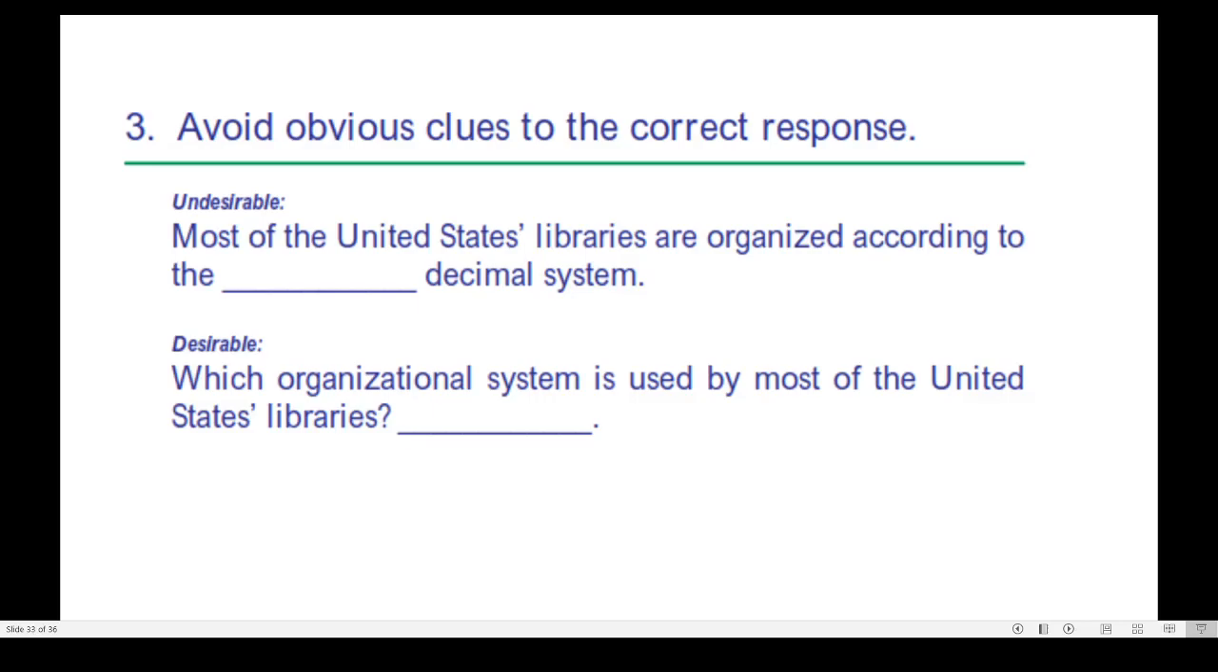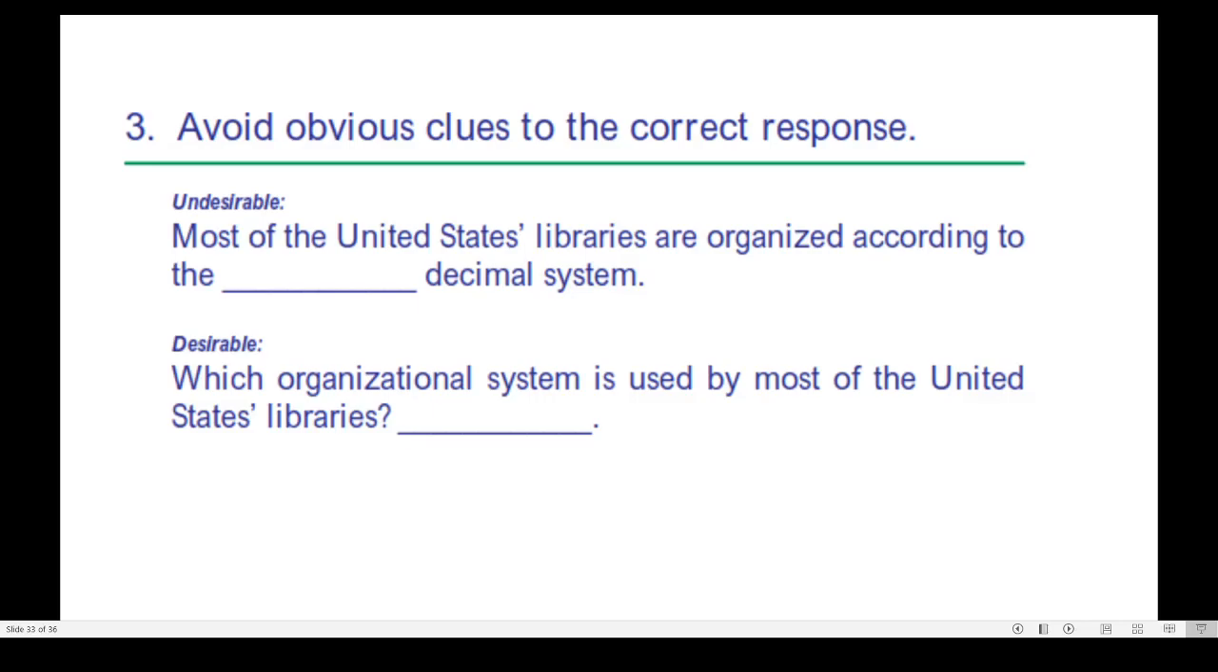Number three, avoid obvious clues to the correct response. Okay, you avoid obvious clues. Again, we want our items to be valid. So if you're giving clues to your students, then you're really not measuring authentic learning from your students.